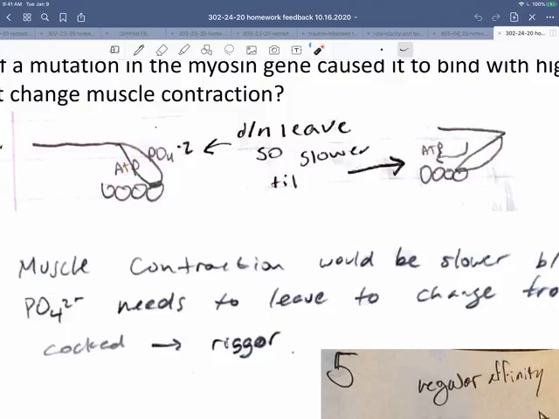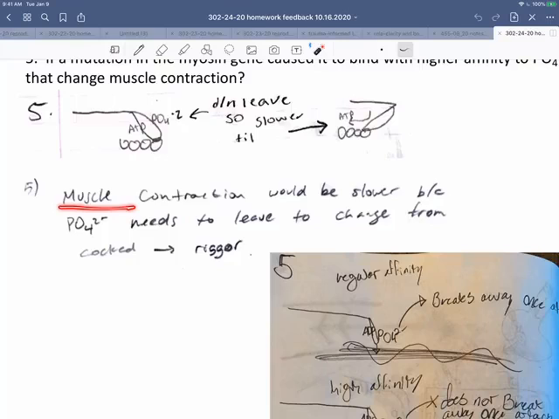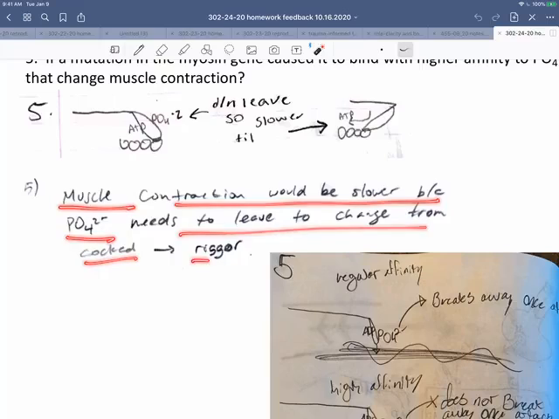So it's going to slow everything down, and it's going to be slower until we release the ADP here. In words, the muscle contraction would be slower because phosphate needs to leave to change from the cocked to the rigor position.